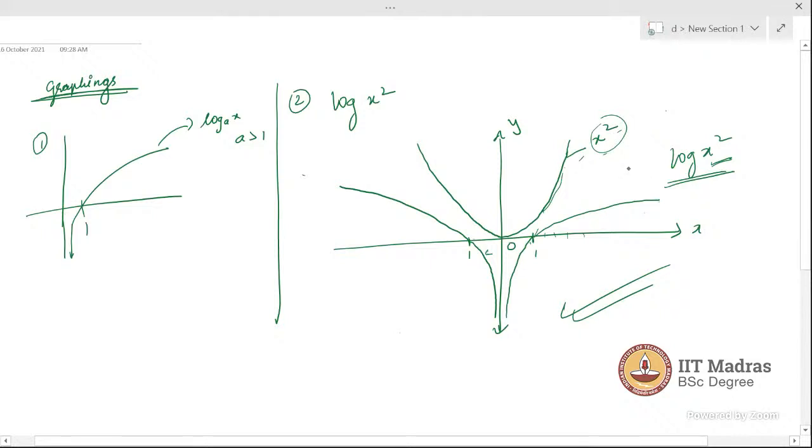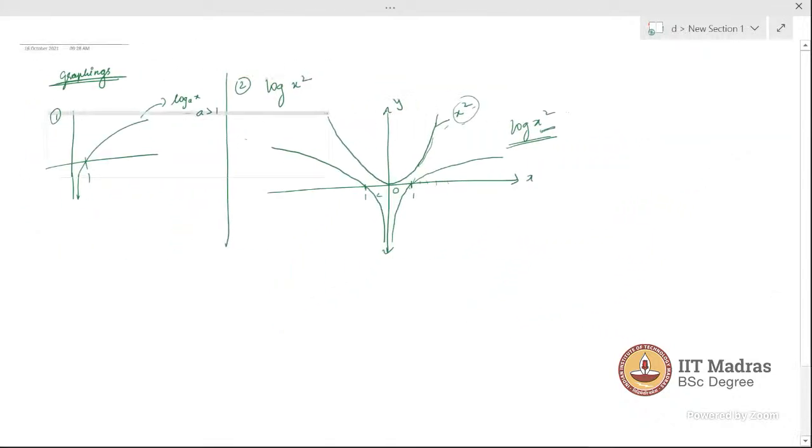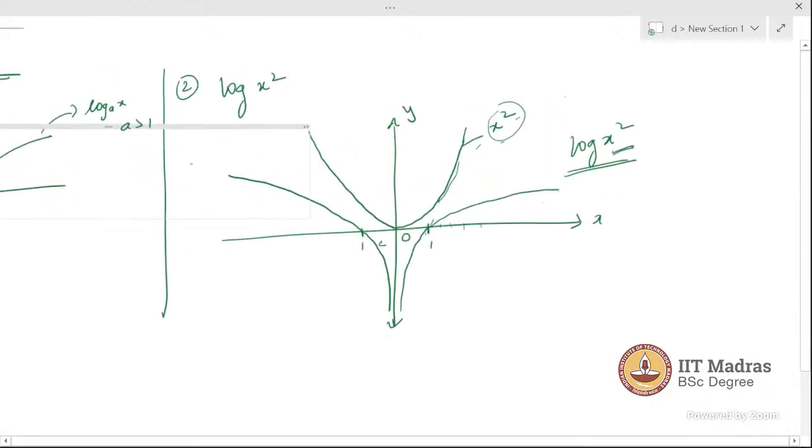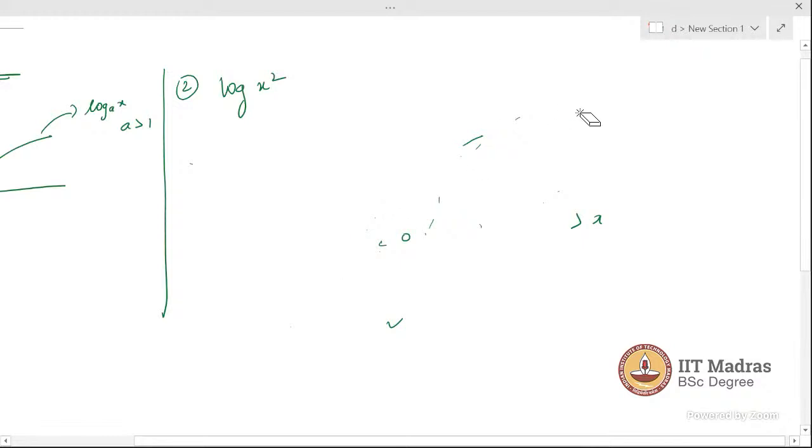I'll build more complexity here, so pay attention. So this is fine. Any doubt? No doubt? Then let's go to the next part. Maybe I can erase this and build up here. Now maybe we can take another function here. Instead of x, I can take it as mod x.